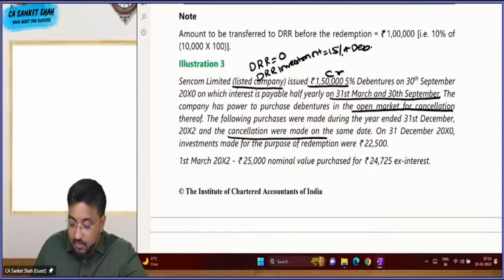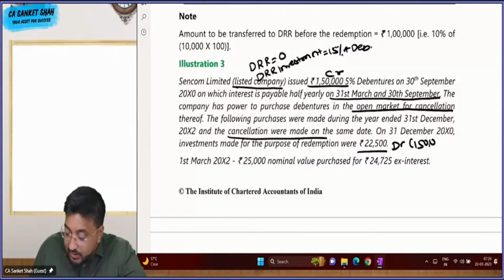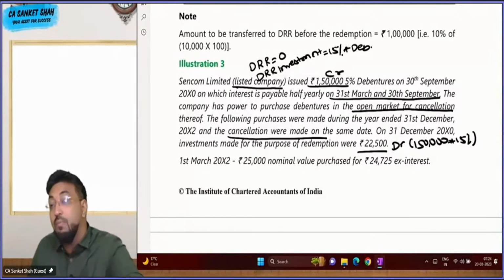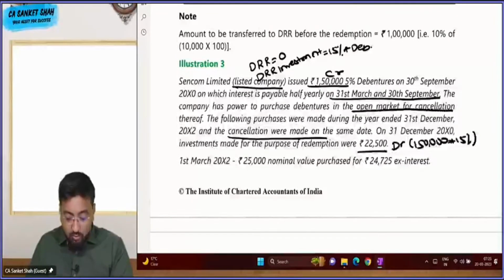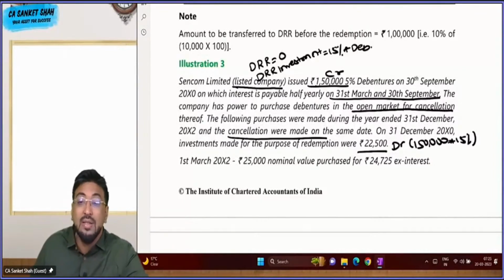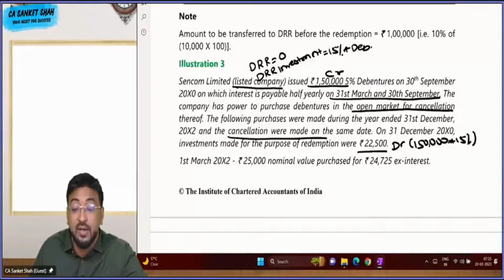On 31st December 2000, investment made for the purpose with rupees 22,500. So beta, investment is a debit balance. And you can see 1,50,000, yes, it's tallying. So 1,50,000 into 15%. The company has already made the investment of 22,500. You can check here: 1,50,000, minimum investment; maximum is allowed. So minimum investment will be 1,50,000 into 15%. Yes, we are getting 22,500. So the company is maintaining DRR investment properly. It is given in the question itself.